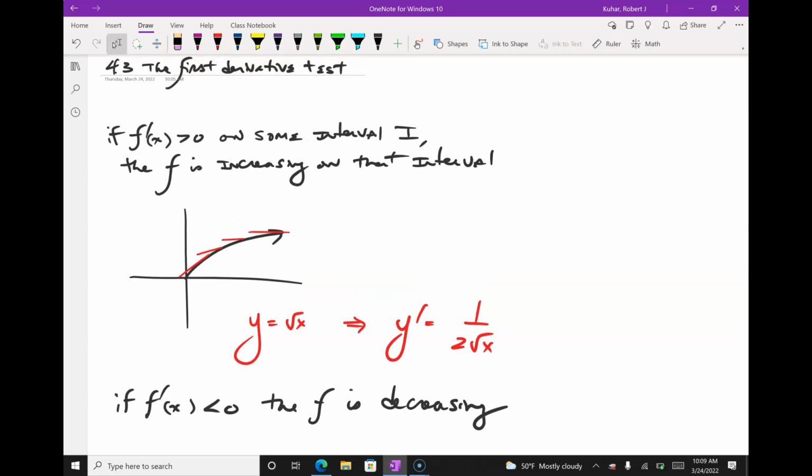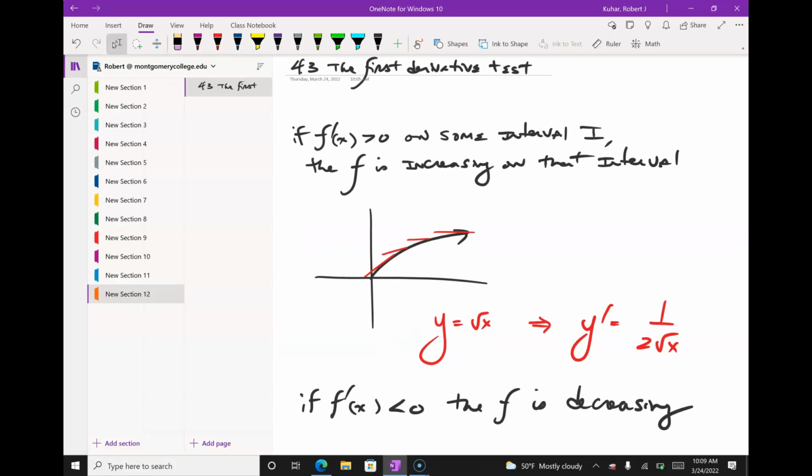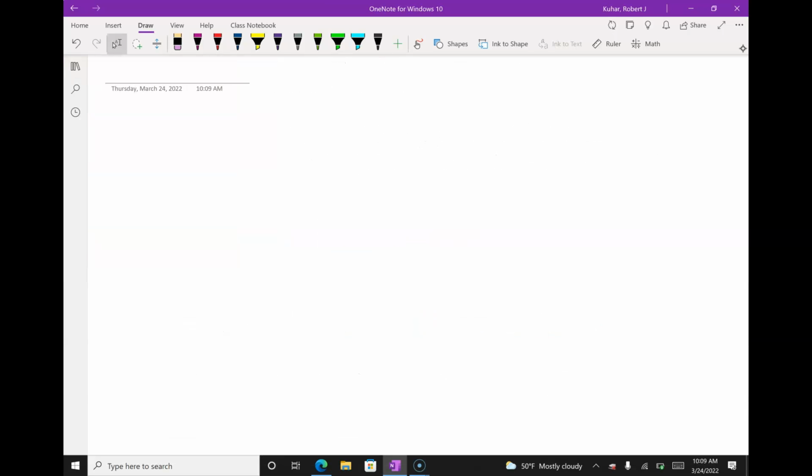All right, step by step. Here we go. Nice and easy, right? It's easy when you have step by step. Not really, but right. So we want to write out the first derivative test.